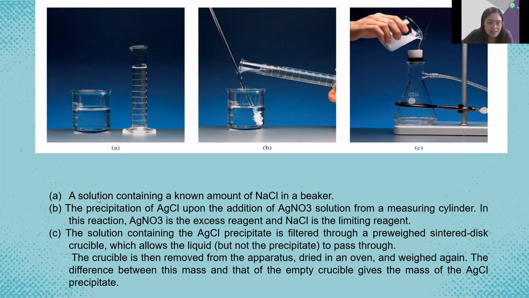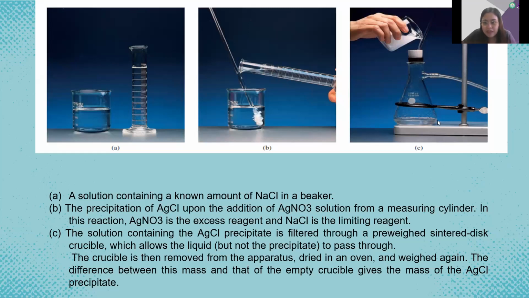Sa letter A, class, you can see there a solution containing a known amount of sodium chloride in a beaker. So this one here is a sodium chloride solution. And then the precipitation of silver chloride upon the addition of silver nitrate solution from a measuring cylinder. So itong nasa graduated cylinder, class, is the silver nitrate. And if we add the silver nitrate doon sa sodium chloride, as you can see, there is the formation of a white precipitate. Now, after the formation of the white precipitate, we can filter it para mahiwalay siya.